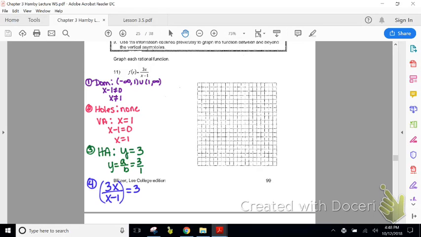So I want to get rid of this fraction, so I'm going to multiply by x minus 1. What you do to one side, you have to do to the other. And so we end up with 3x equals, distributing over here, 3x minus 3. I can see that these 3x's will cancel, so I end up with 0 equals negative 3. Because I did not get x equals a number, it will not cross.